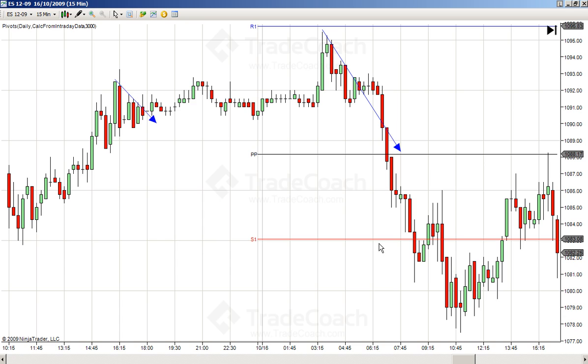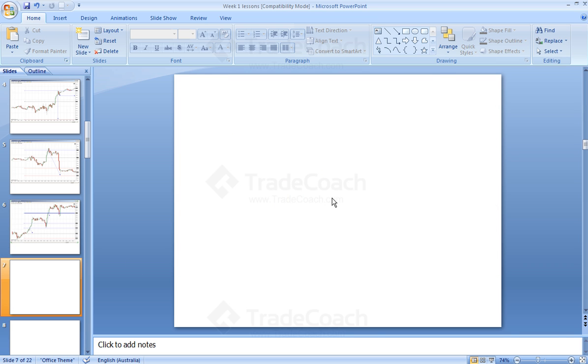Okay, there's that one there. It's about a 6, 7, well, it's as many points as you want, but it's about 7 points back down to the pivot. And you'll notice that one happened after 3 o'clock. So I'm adding that.